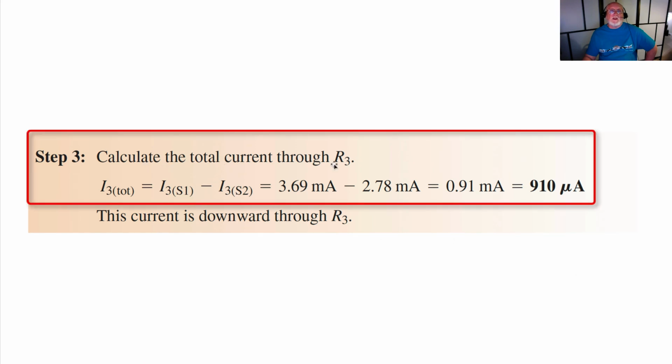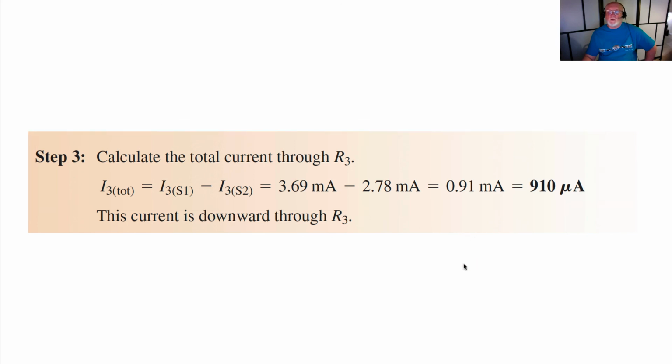So now we calculate the total current through R3. Since they were opposing, we have I3 source 1 minus I3 source 2, which is 3.69 milliamps minus 2.78 milliamps, or 9/10 of a milliamp, or 910 microamps of current. This current is downward. So superposition is just a way of solving one part of the circuit by turning another part off and combining them in the end.